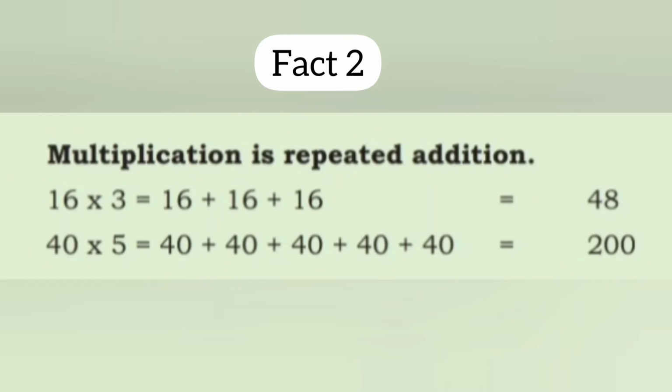Multiplication is repeated addition. We know that. For example, when you do 16 into 3, it is the same thing as 16 plus 16 plus 16, adding 16 3 times, which is 48. In the same way, if you do 40 into 5, that's the same thing as adding 40 5 times. 40 plus 40 plus 40 plus 40 plus 40. That is 200. Now let's look at the third fact.